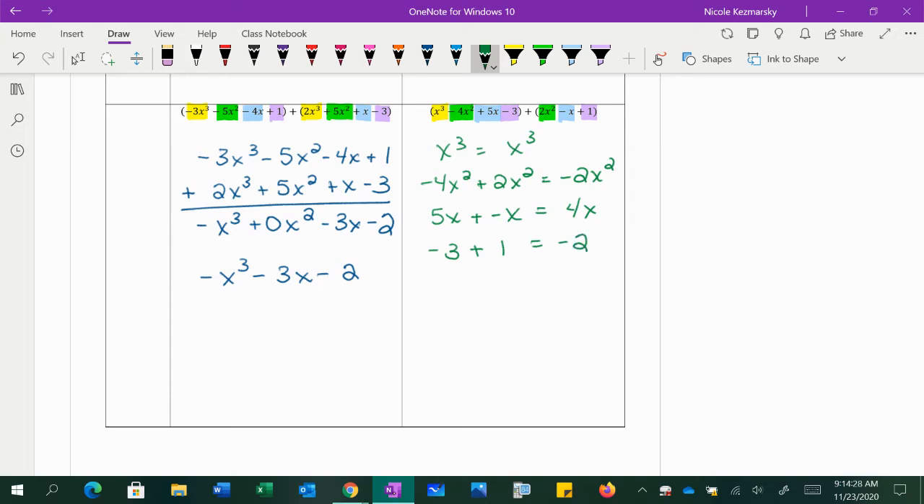And so I put everything back together. Don't forget about that lonely x cubed. So x cubed minus 2x squared plus 4x minus 2.